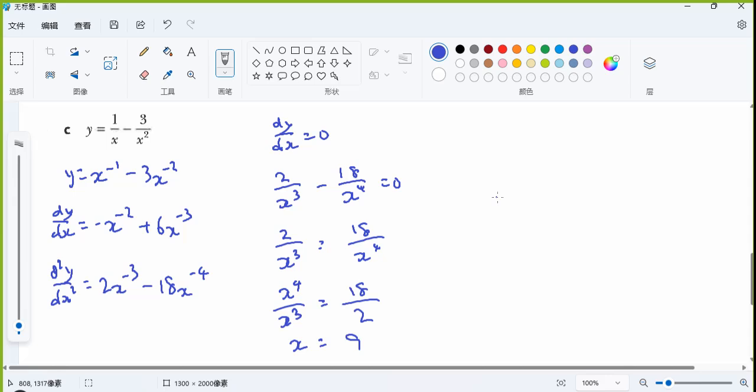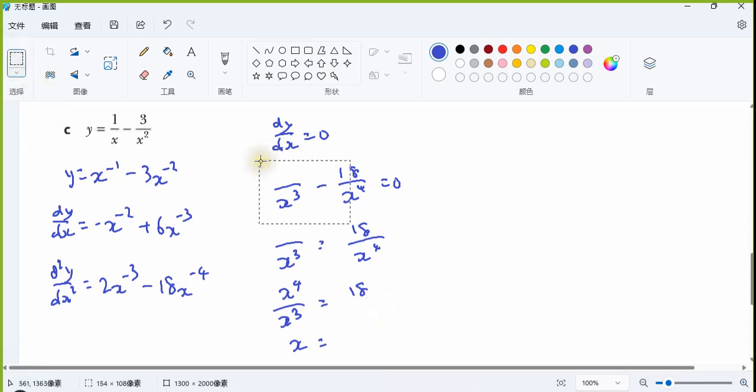Okay, this one, I make a mistake here. This is 1, not 2. Okay. So it's 18. x equal to 18.